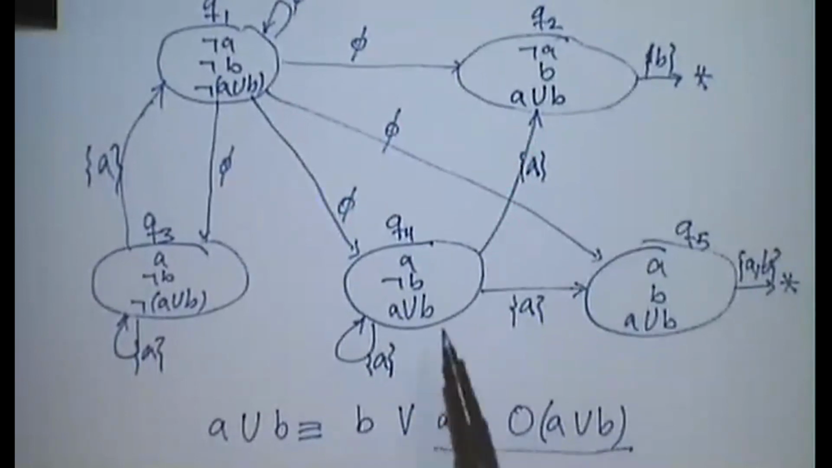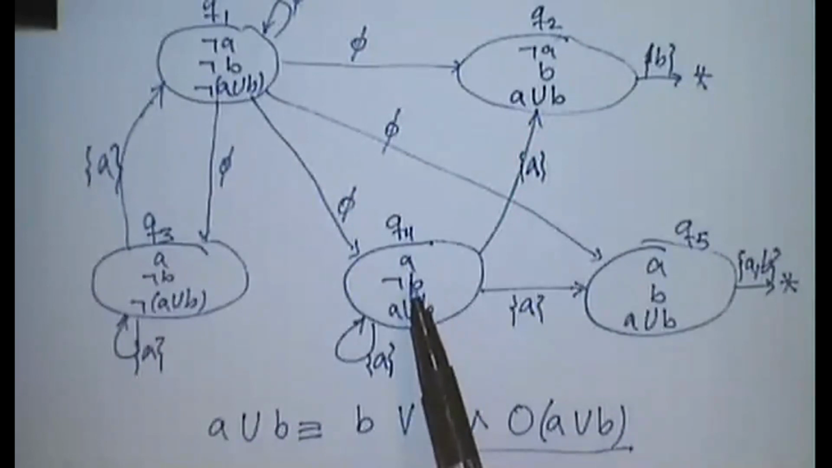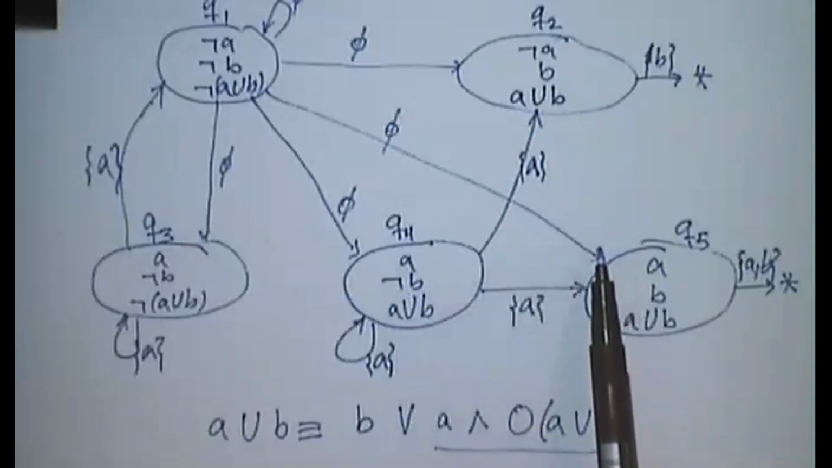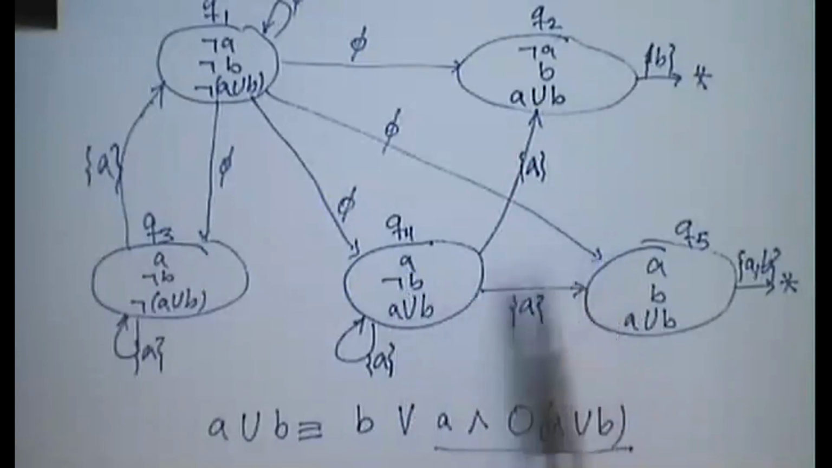So let's just see what's happening in our intuition when we are at Q4. When we are at Q4, we want to accept all strings that satisfy A, not B, and also A until B, right? First of all, if we have a string that doesn't satisfy A or that doesn't satisfy not B, then we don't have any outgoing edges, just like the previous case, and we get stuck.